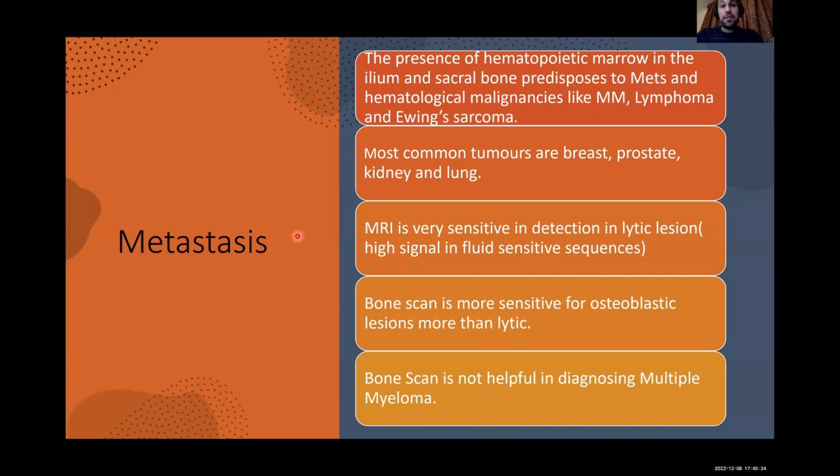Okay. Next is the mets. Most common tumors: breast, prostate, kidney, and lung. MRI is very sensitive in detection of lytic lesions. Bone scan is more sensitive in osteoblastic lesions. Bone scan is not helpful in the diagnosis of myeloma. Don't forget that. Don't tell the examiner bone scan for multiple myeloma. No, don't do that. Bone scan is not good for assessing multiple myeloma. Okay.